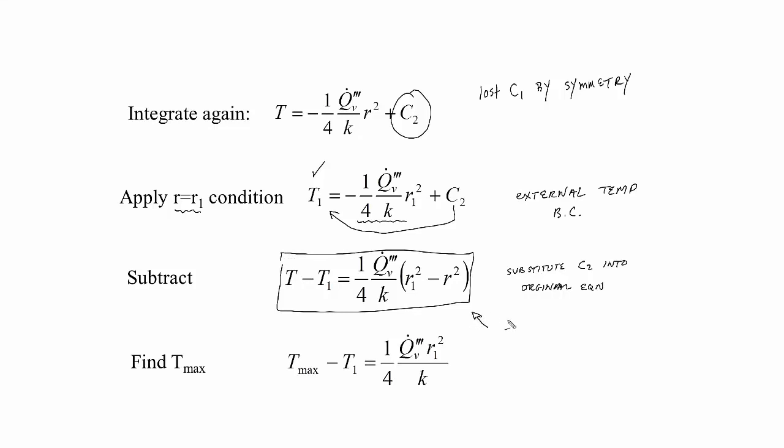There are many different ways to identify where the maximum is, but intuition tells us it's got to be at R equal to 0. And we identify what the maximum temperature is for this system. Okay.